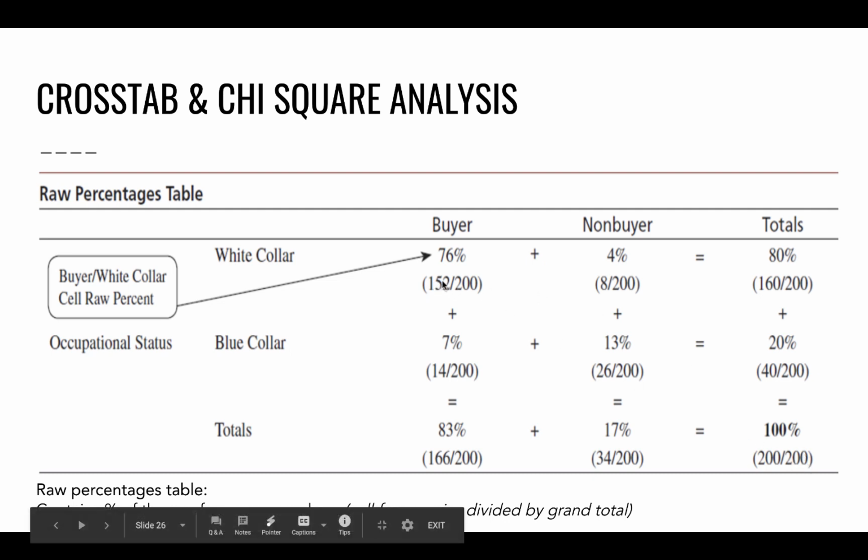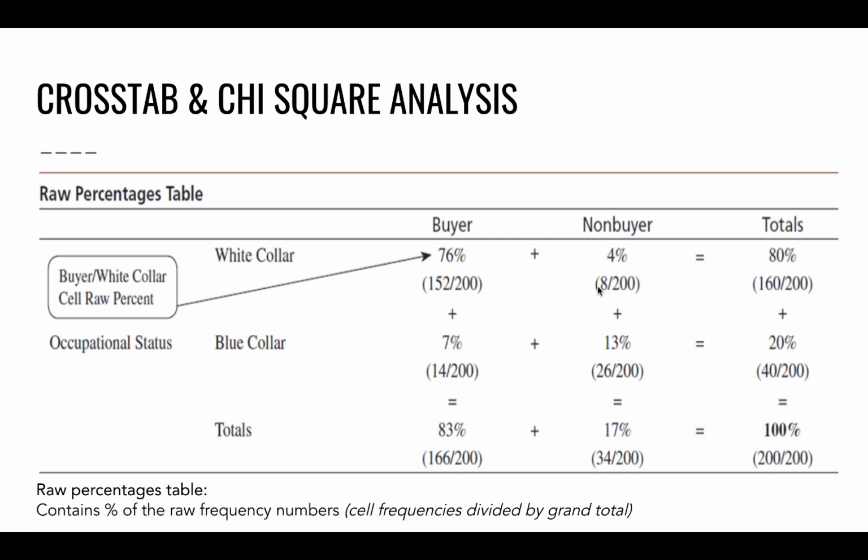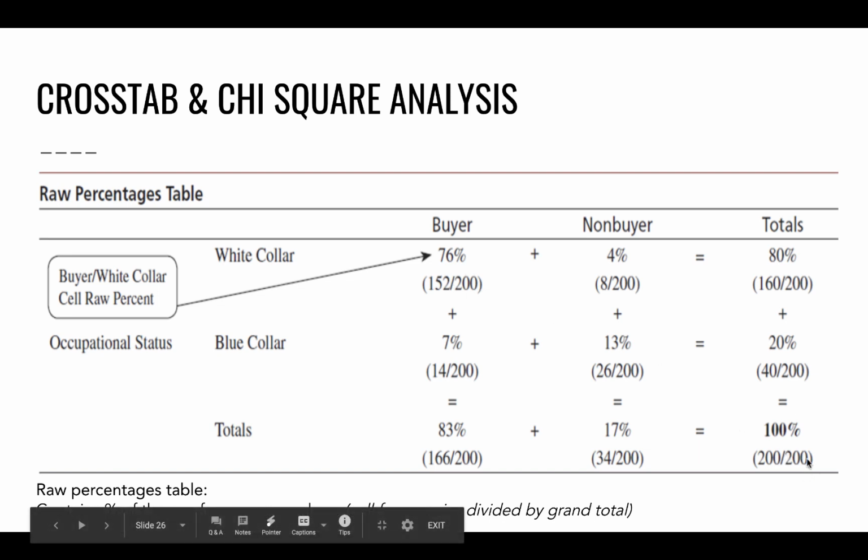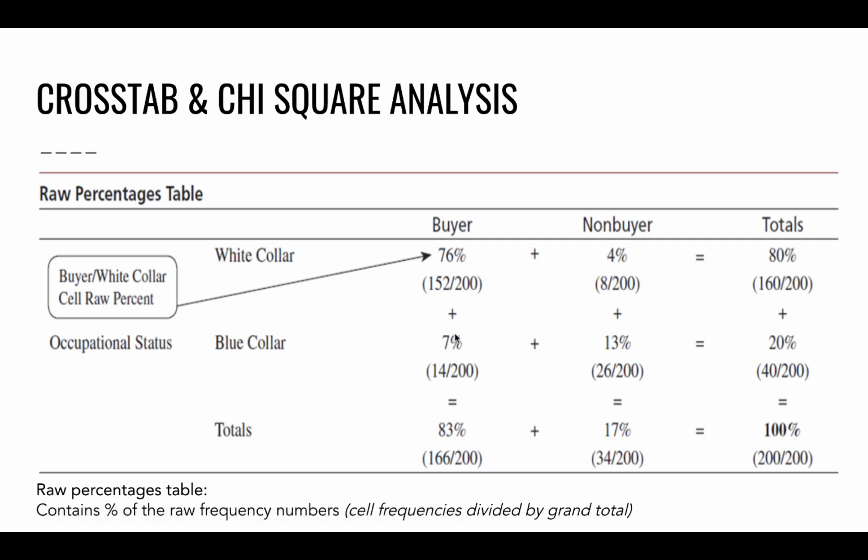So each of these cell frequencies, 152, 8, 14, and 26, gets divided by its grand total right here, the total sample size. And this is how you get these percentages right here. So you see how much percent of your sample is a buyer of craft beer and white collar worker, how much percent of your sample is a non-buyer of craft beer and a white collar worker, and so on.